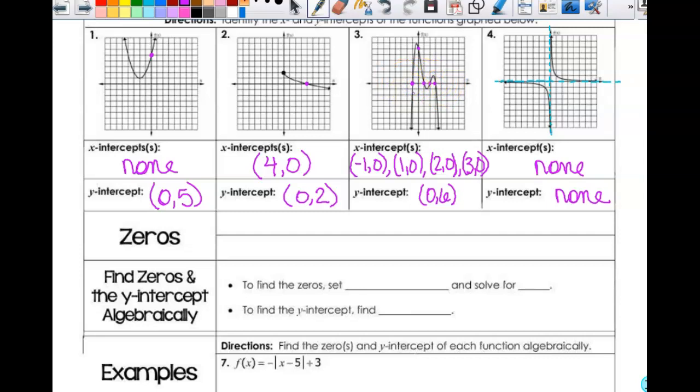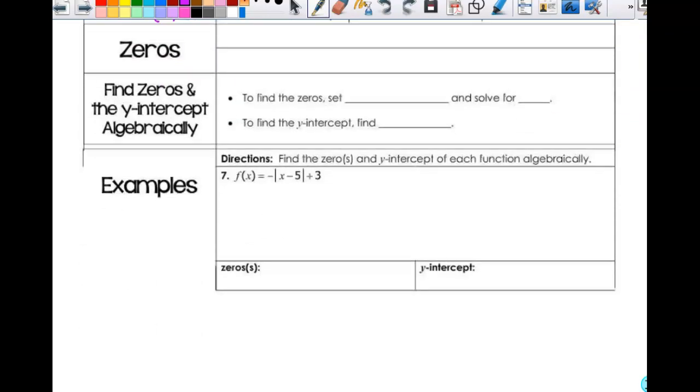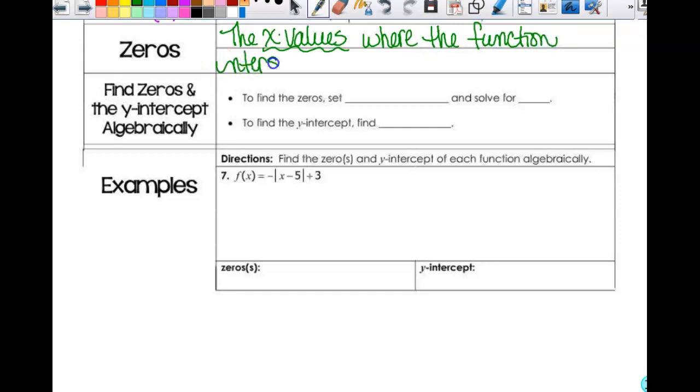Let's talk about zeros. So the zeros, just right here, these 4 points that I plotted, those are my zeros and they're my x-intercepts. But again, they're not exactly the same thing. The definition of zeros isn't, oh, it's the x-intercepts. The definition of my zeros is that these are the x values where the function intersects the x-axis.